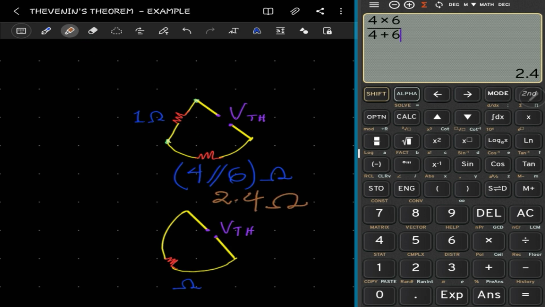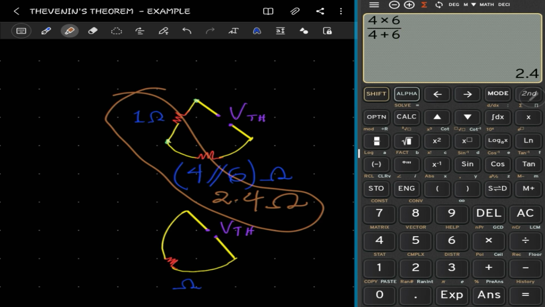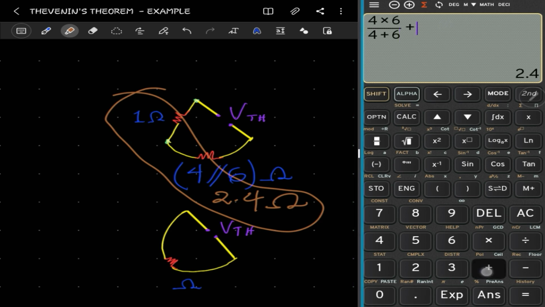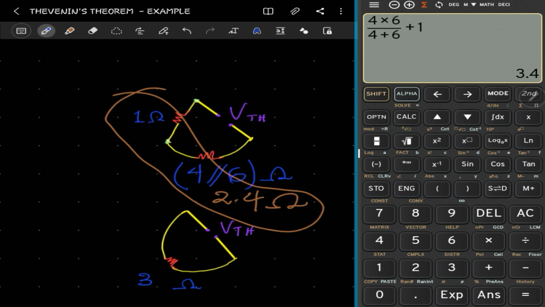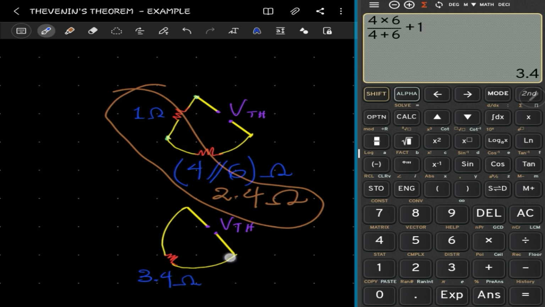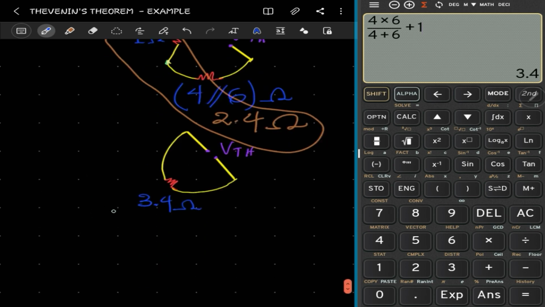And when we add this 2.4 ohms to this one here, 2.4 plus 1, we get 3.4 ohms, which is basically the Thevenin resistance that we're looking for. So our RTH, Thevenin's resistance, is equal to 3.4 ohms. Now that we found this, because when we started, our aim was to find RTH and VTH, because we are using Thevenin's method.